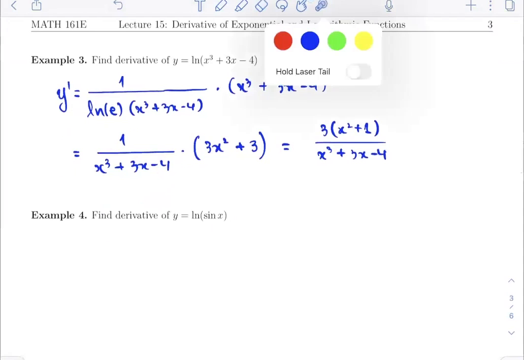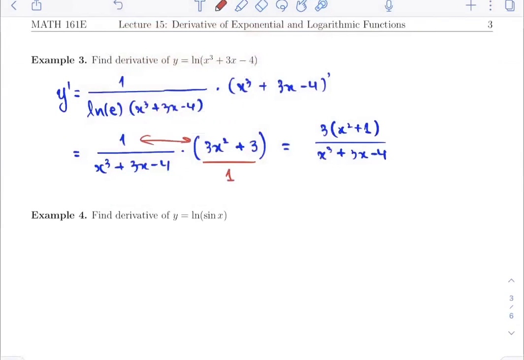We are able to go from this step to this step because, just a side note, you have basically two fractions. One is 1 over x cubed plus 3x minus 4. The other one is 3x squared plus 3 over 1. Right? So top multiply with top, and bottom multiply with bottom. That's why you have 3x squared plus 3 over x cubed plus 3x minus 4, and on the numerator, I take 3 as the common factor.